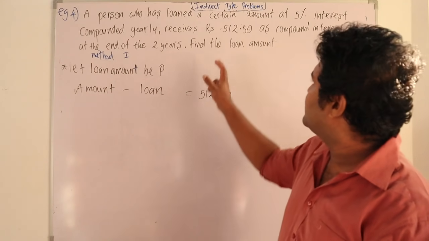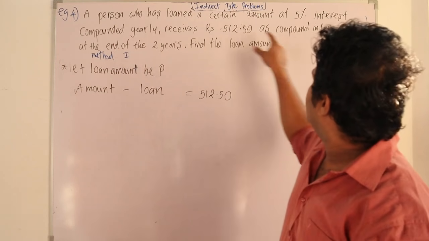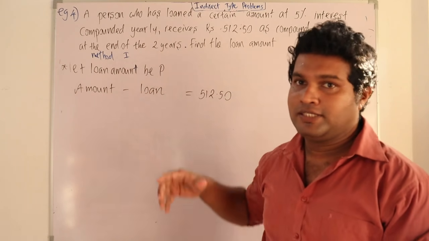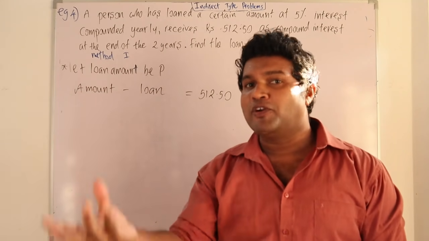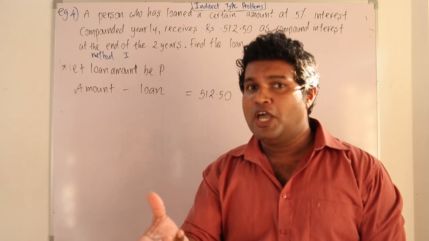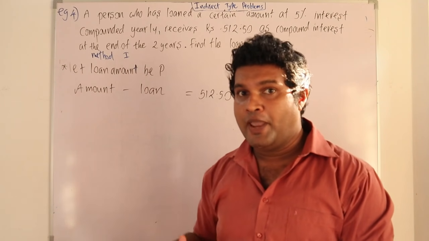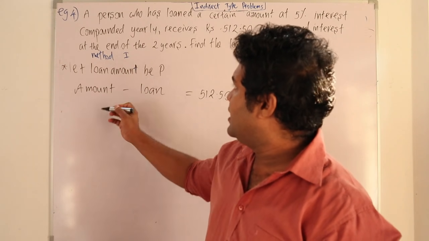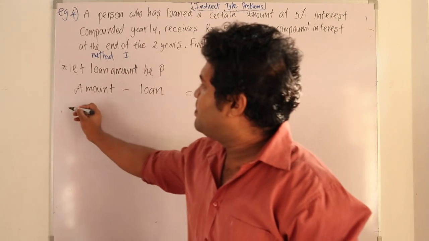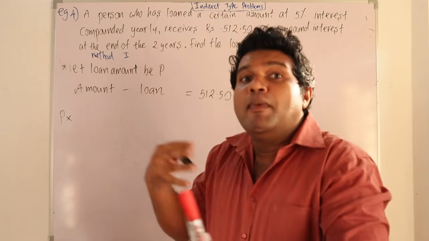How to find the amount after 2 years? This is compound interest at the end of 2 years. What you need is the amount after 2 years. How to find the amount after 2 years? You have to recall the method I gave you. The amount after 2 years, where the loan amount is P. How to generate the amount after 2 years?